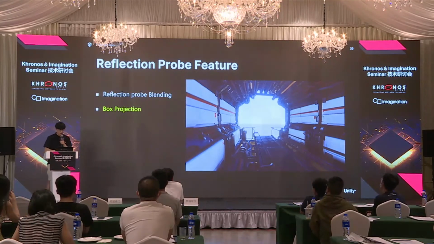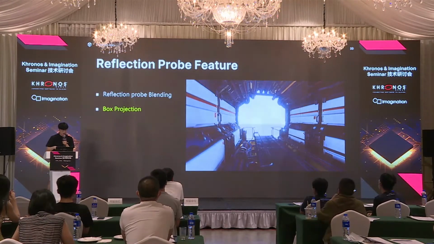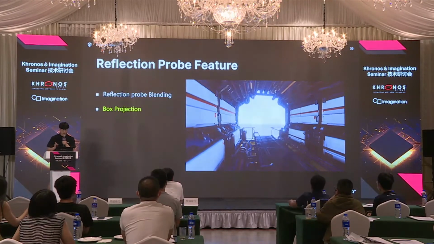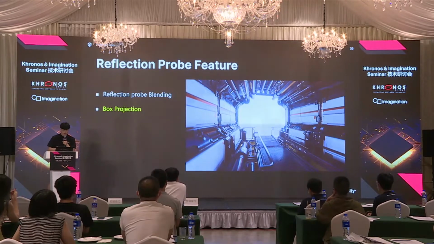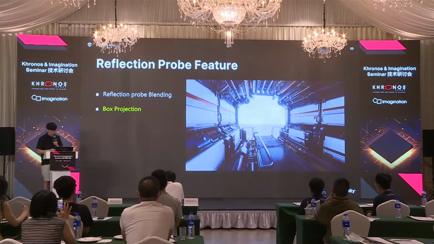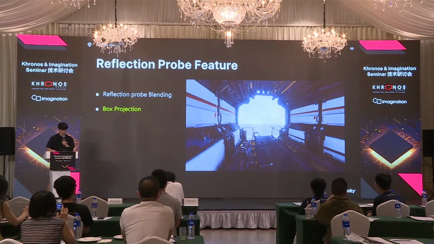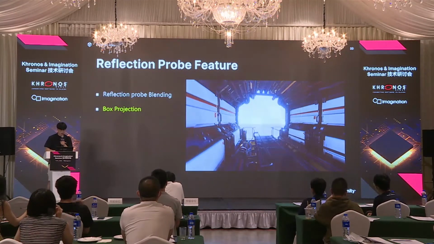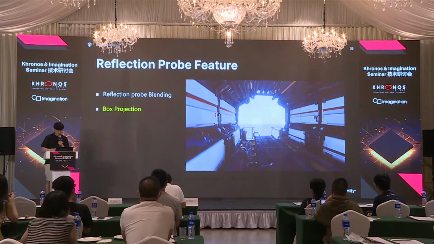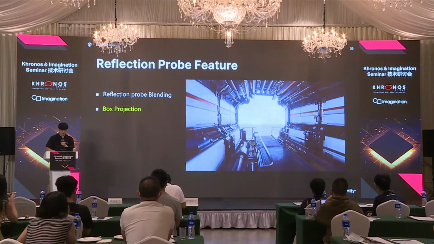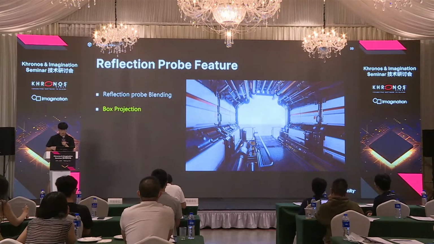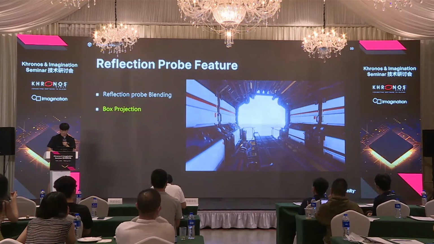And next, let's take a look at another new feature. We note that in the indoor scene, the closer the object is to the wall, the more reflection it gets from the wall. The further, the less reflection. So how do we realize that in Unity? In URP 12.0, we have box projection to allow the object to display different levels of reflection according to its distance.